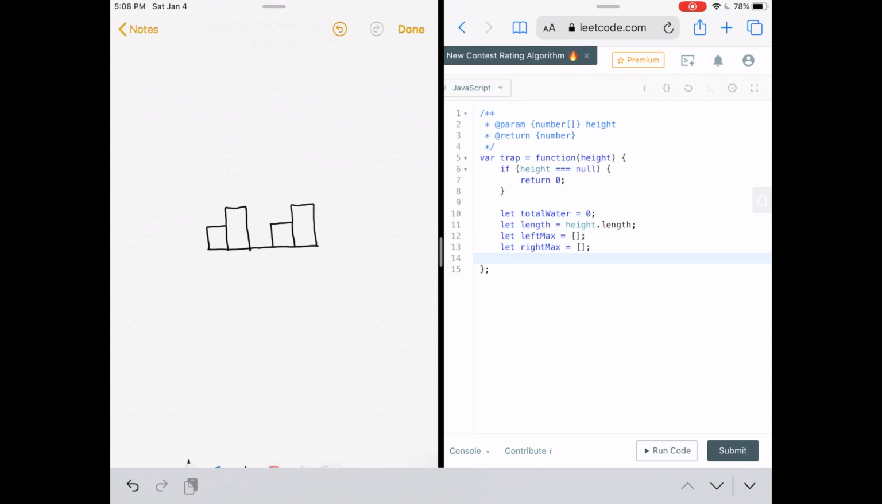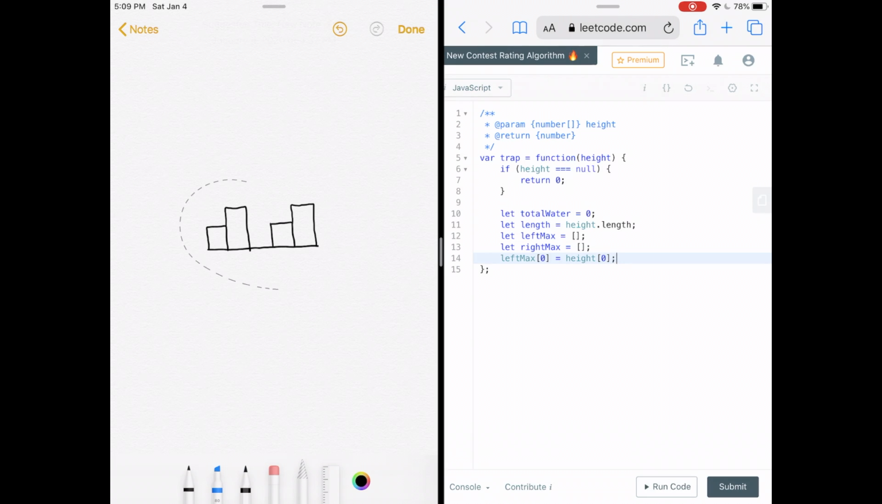All right, and we'll go left to right first. So we need to set the first value in the left max array to the first value in the height array. So left max 0 equals height 0.